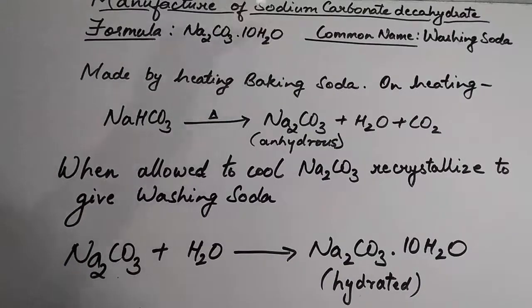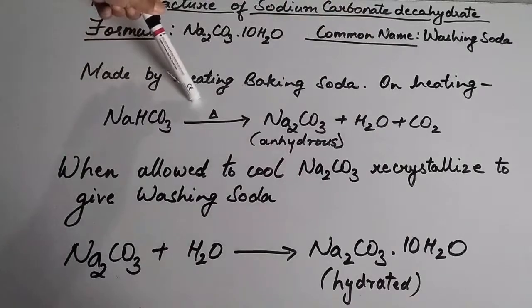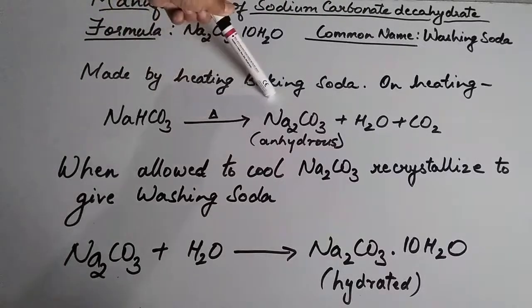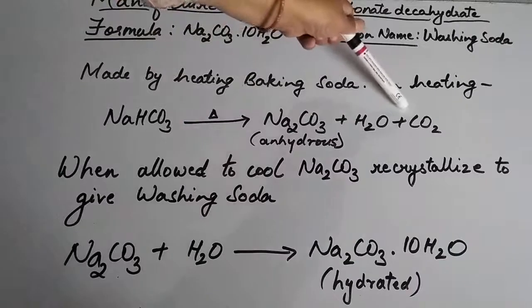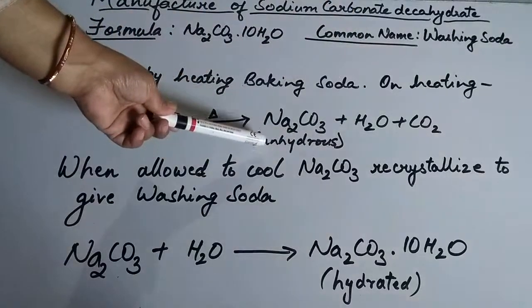Na2CO3.10H2O. This is the water of crystallization that is there. It is commonly called washing soda. It is prepared by heating baking soda. When we heat baking soda, this can be prepared. When you are heating it, the baking soda is going to decompose and it is going to give you sodium carbonate along with water and carbon dioxide. This is anhydrous. Anhydrous means it is dry, it does not have water in it.